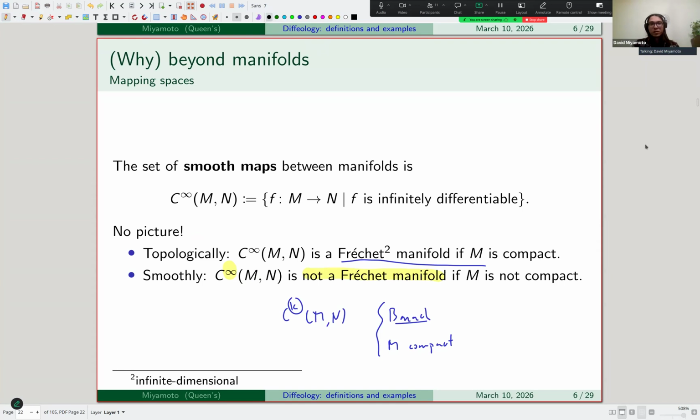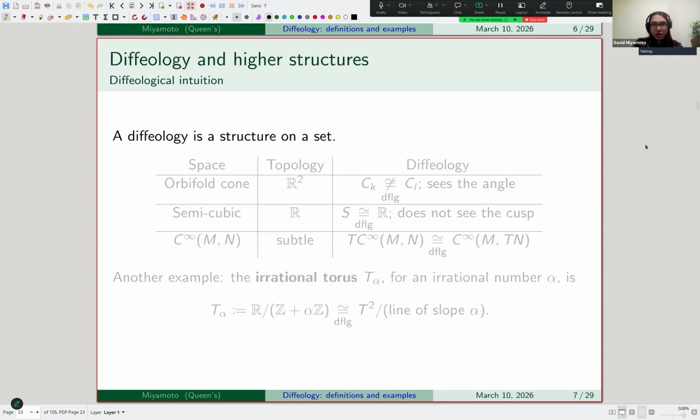Okay. So now I haven't even told you what diffeology is. I've told you what it might try to do, but I haven't also told you what it is.